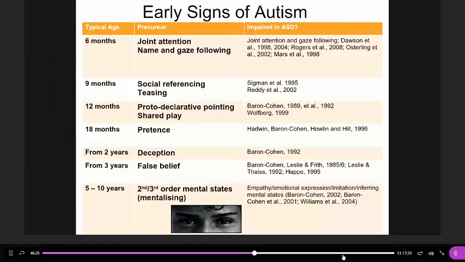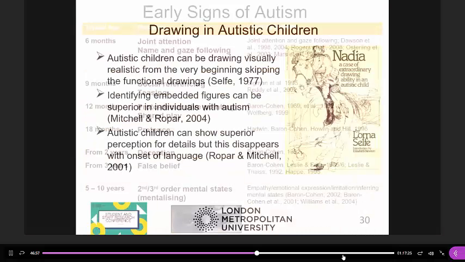So they do not engage in joint attention and gaze following. In social referencing, they don't understand teasing, so there's no humor there. They are not good in shared play. They don't understand pretense, deception, and false belief. And mentalizing is a more advanced way of understanding somebody else. So this can be diagnosed fairly early.